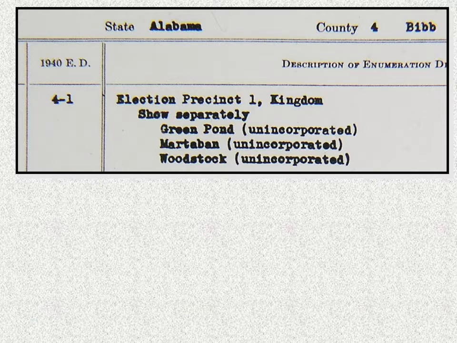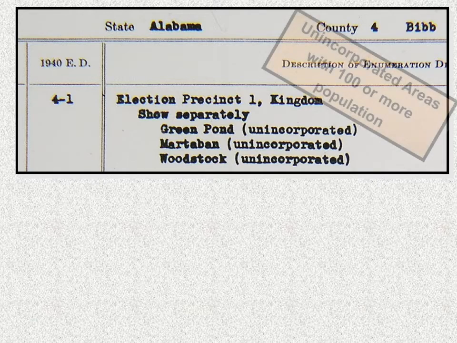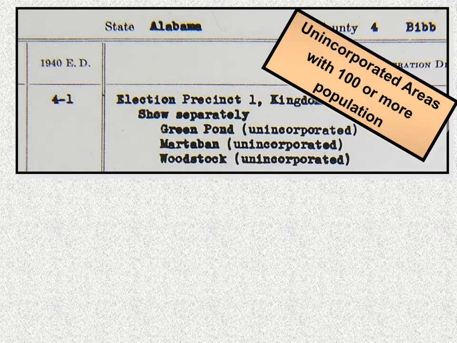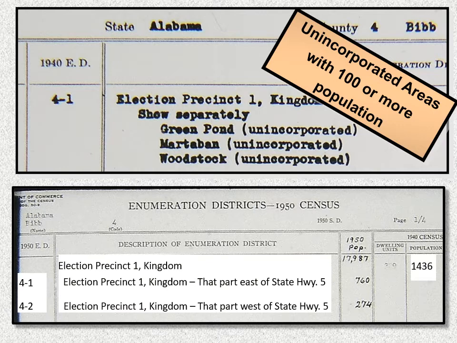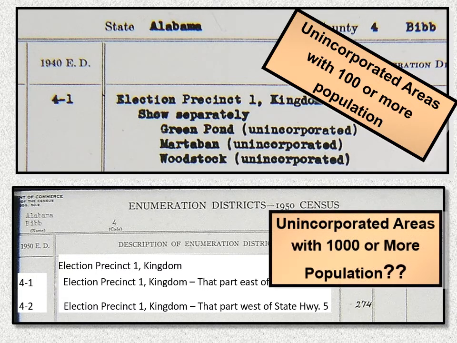Here is our Bibb County, Alabama again. I want to show you this. Here they show 3 unincorporated communities. In 1940, unincorporated areas of 100 or more people were shown on the definitions. But in 1950, and let me clear this up a little bit, they did not show those unincorporated areas. Instead, they only showed unincorporated areas that had clearly defined boundaries on the ED map or had 1,000 or more population. So that one 1940 ED was divided into two for 1950, but we've lost information. We've lost where those unincorporated communities are.